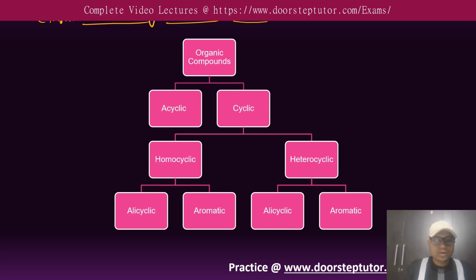So here we are trying to understand how an organic compound can be classified. First of all, organic compounds can be classified into two types: one is the cyclic compound and the other is the acyclic compound. So let's talk about these acyclic and cyclic compounds one by one.